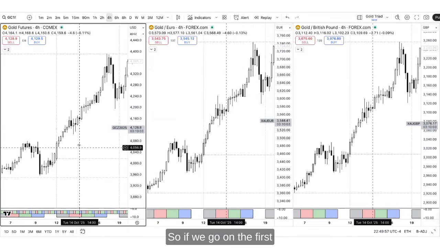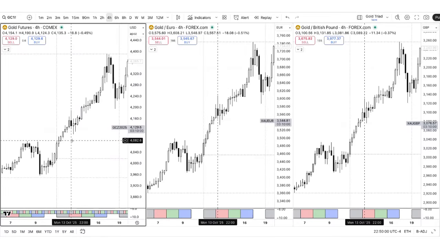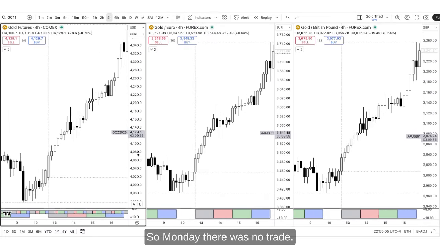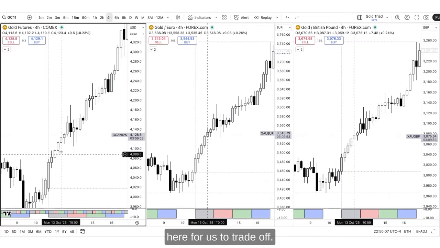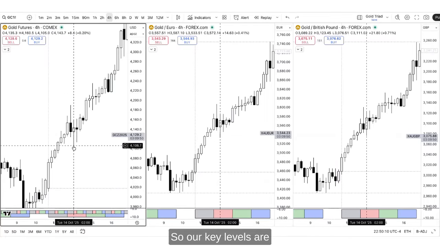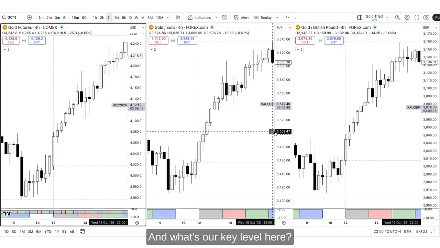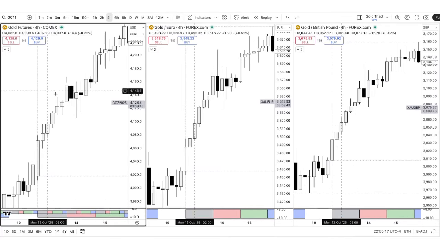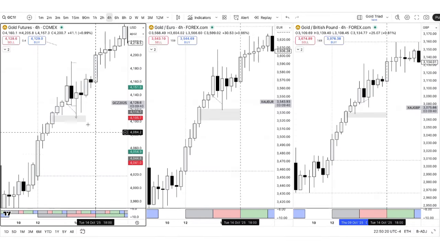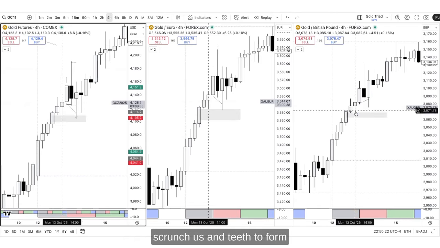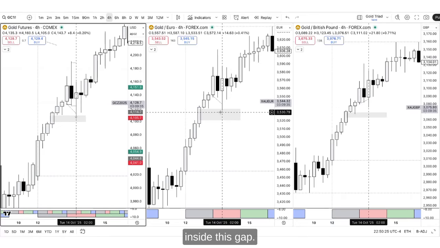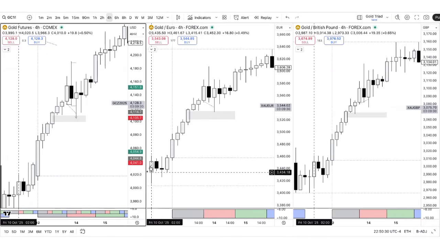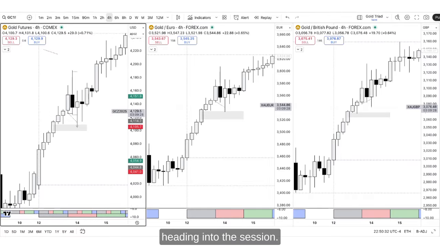So if we go on the first one here, which is the 14th, I'll go through. This is a really nice trade. So Monday there was no trade, we just had this big move up, and there was just nothing here for us to trade off. So our key levels are really important, right? And what's our key level here? Our key level is going to be this 4-hour gap here. Okay, you can see it now, right? And we're looking for sequential SMT to form inside this gap, take out the Asia low, have all these extra confluences that'll give us more confidence heading into the session.